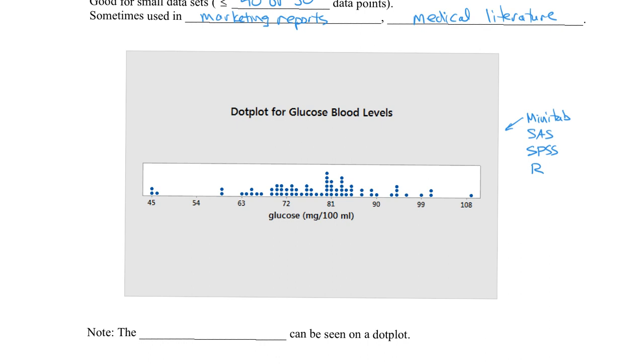cannot be seen. So the note here basically just says that one of the huge advantages of a dot plot is the raw data can be seen on a dot plot. And this phrase raw data just means the actual data. So whenever you hear raw data, you're just talking about the actual data. You didn't do anything with it. These are the actual data points in that set from problem number 16.